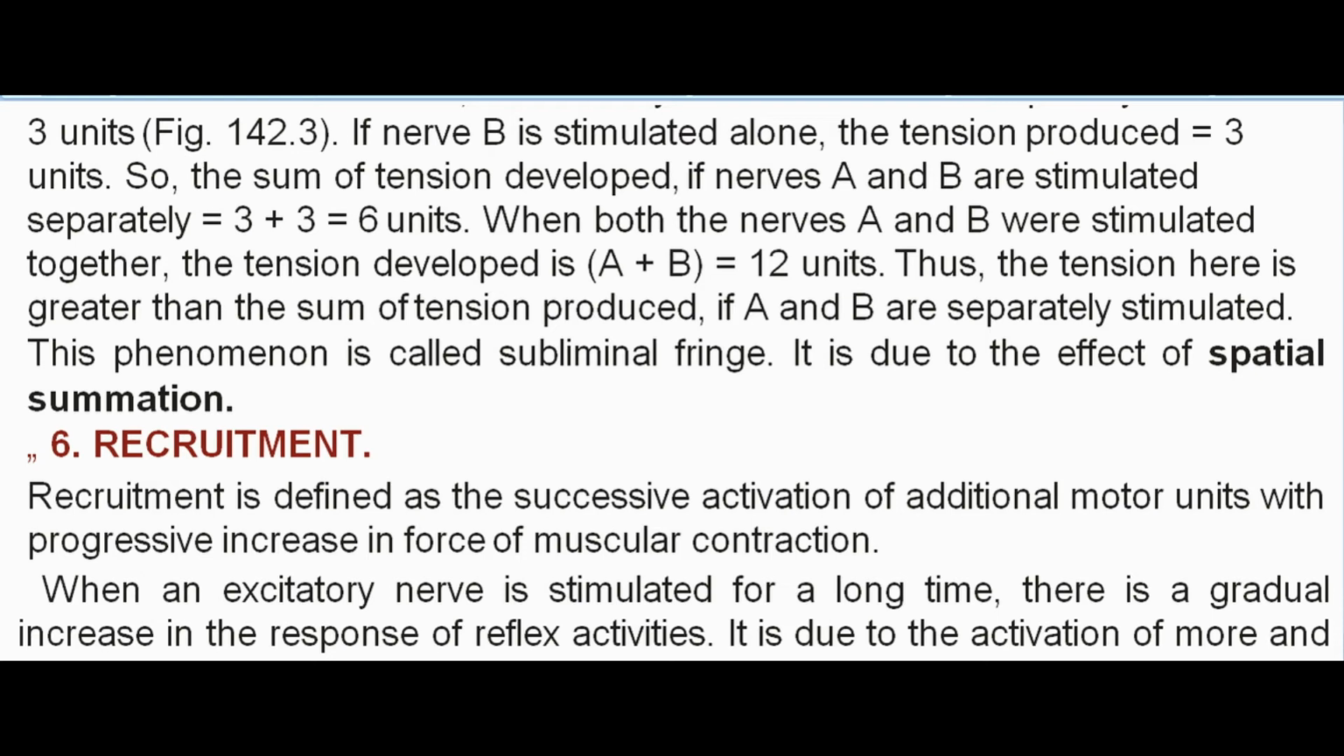For example, if nerve A is stimulated alone, the arbitrary unit of tension developed by muscle equals 3 units, Fig 142.3. If nerve B is stimulated alone, the tension produced equals 3 units. So, the sum of tension developed, if nerves A and B are stimulated separately, equals 3 plus 3 equals 6 units. When both the nerves A and B were stimulated together, the tension developed is, A plus B, equals 12 units. Thus, the tension here is greater than the sum of tension produced, if A and B are separately stimulated. This phenomenon is called subliminal fringe. It is due to the effect of spatial summation.